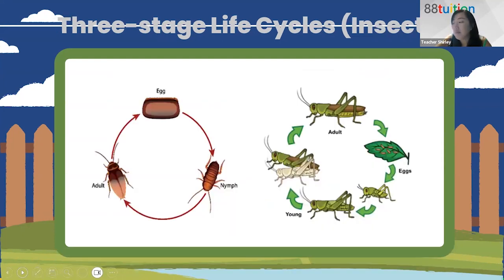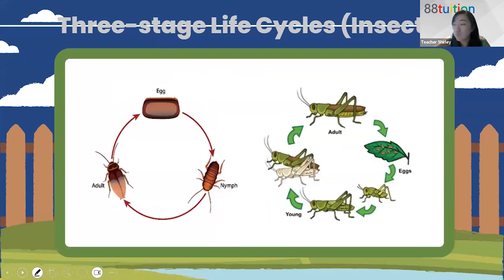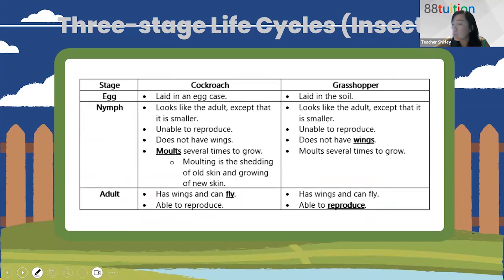So these are some examples. Just now was animals, the two animals. Generally, we're referring to amphibians and birds. Now, for insects, you also need to know some examples, particularly the grasshopper and the cockroach. Grasshopper and cockroach both also have 3 stages. The names of the stages will be the egg, the nymph, and the adult.